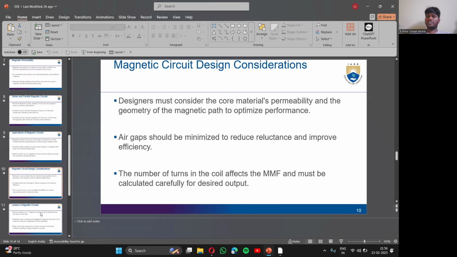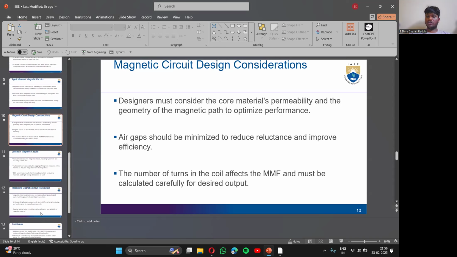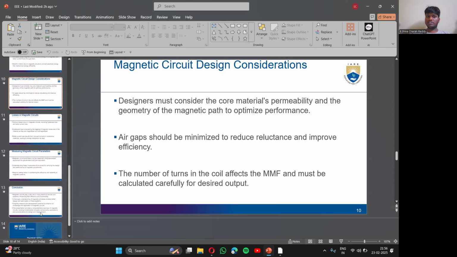Magnetic circuit design considerations. Designers must consider core material permeability and the geometry of the magnetic field path to optimize performance. Air gaps should be minimized to reduce reluctance and improve efficiency. The number of turns of the coil affects the magnetomotive force and must be calculated carefully for the desired output.